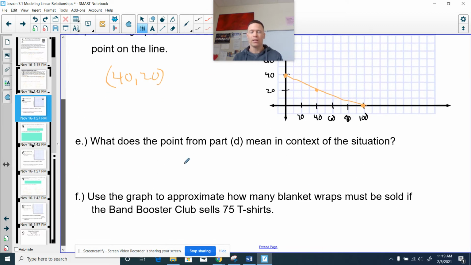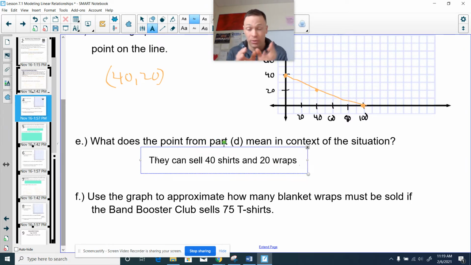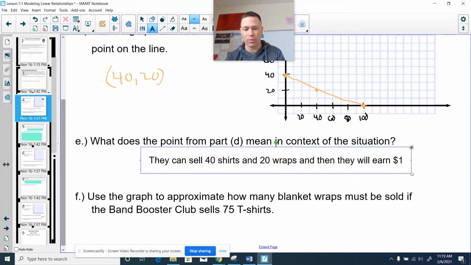Now, what does that point mean in the context of this situation? Maybe I'll type this out instead so it goes faster. It means they can sell 40 shirts and 20 wraps. And you have to say 3 things when you answer this: what x means, what y means, and why you're doing it. So they can sell 40 shirts, 20 wraps, and then they will earn $1,000, or you can say they'll meet their goal, or they'll have raised all the money they need, or something like that. You have to mention the reason why they're doing it.